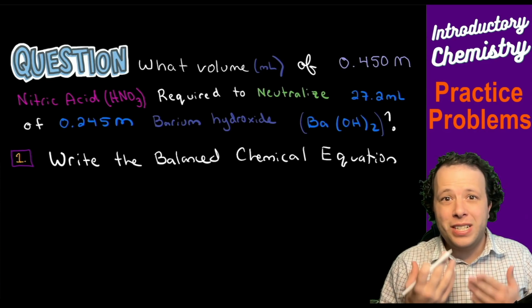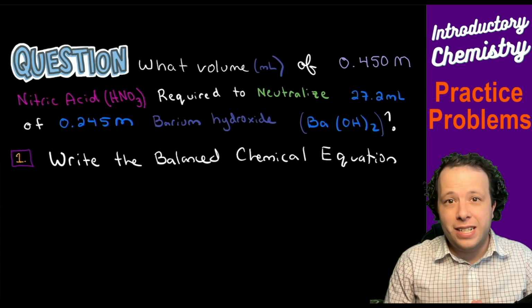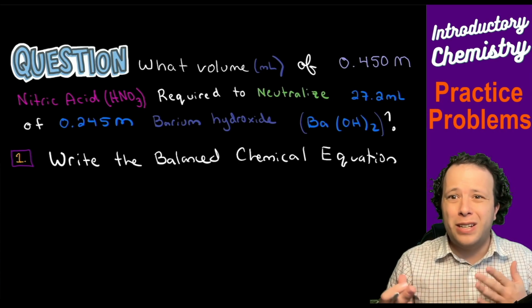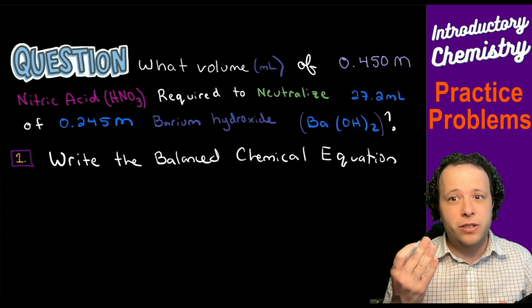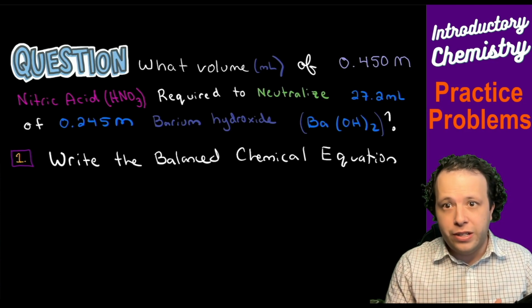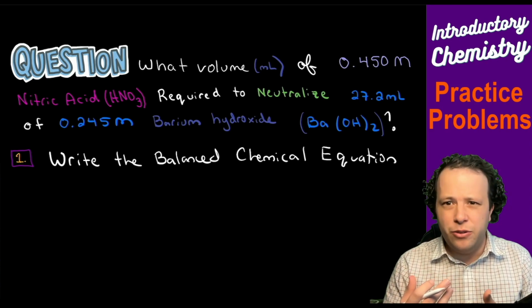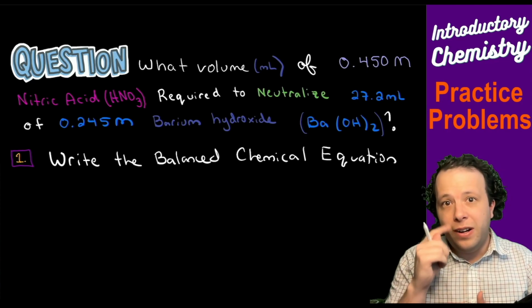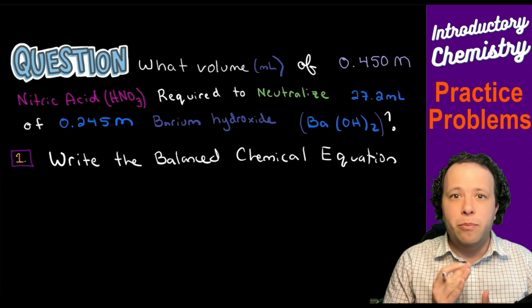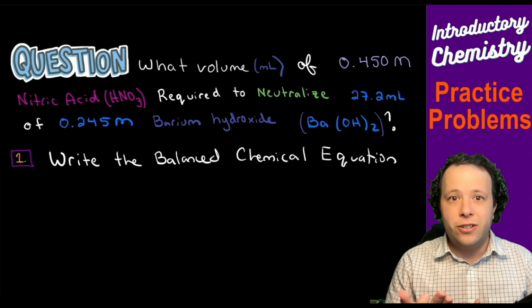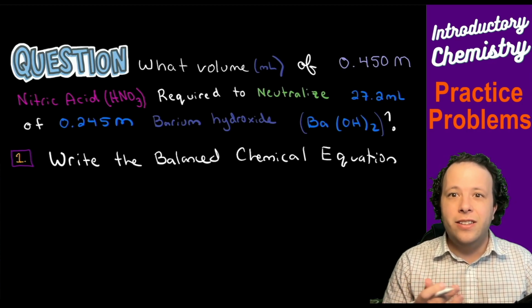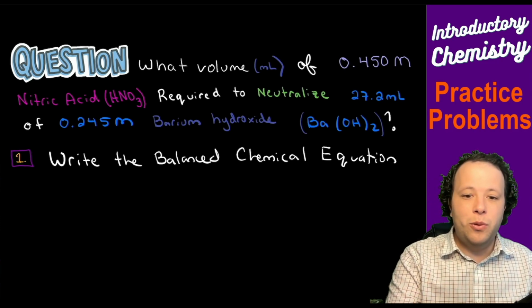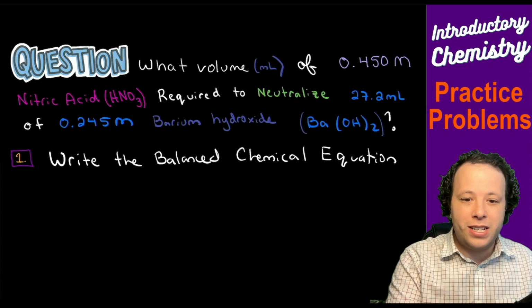All right, so our first example is the following neutralization problem. The way that this is worded is typically it gives you volumes that are being mixed together, and it might use that buzzword neutralize, or titration is what you're looking for, or mixing solutions is another way that this might be shown. So what this says is: what volume, in milliliters, of 0.450 molar nitric acid is required to neutralize 27.2 milliliters of 0.245 molar barium hydroxide.